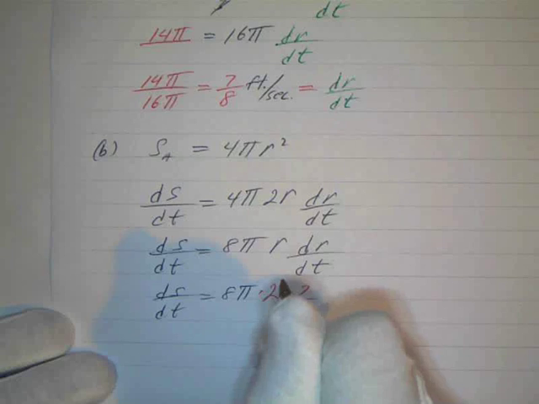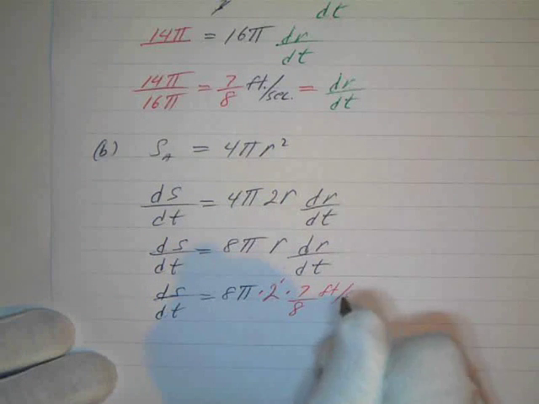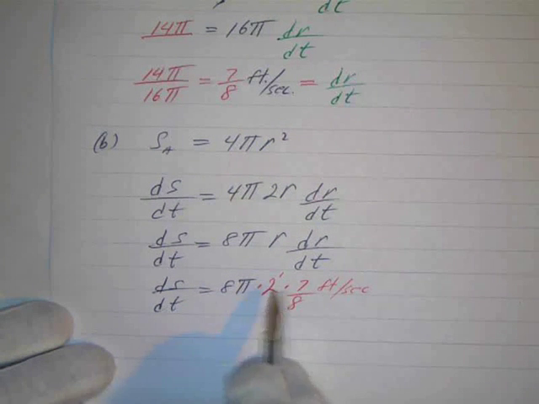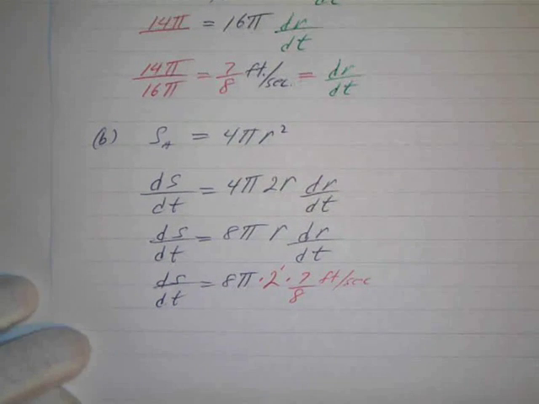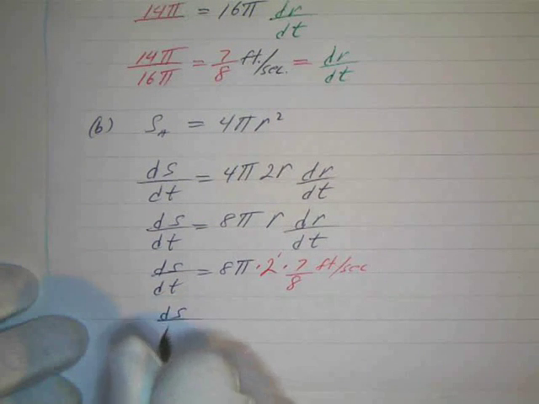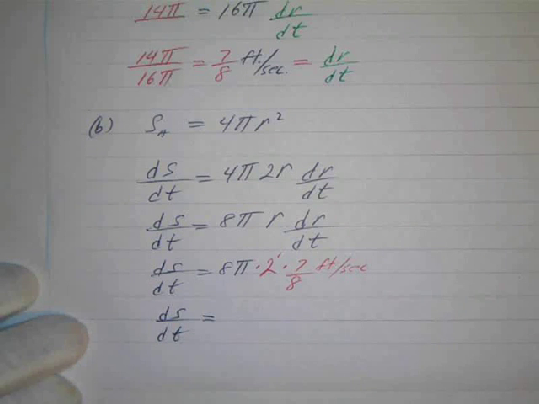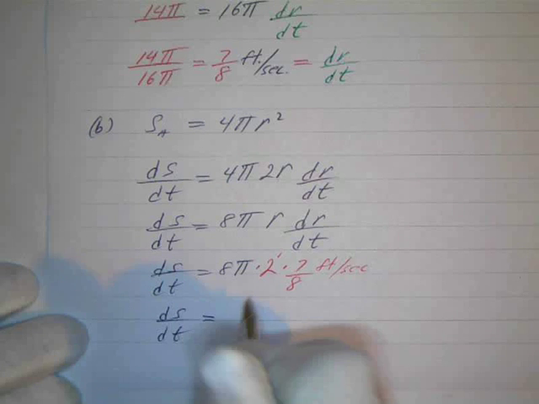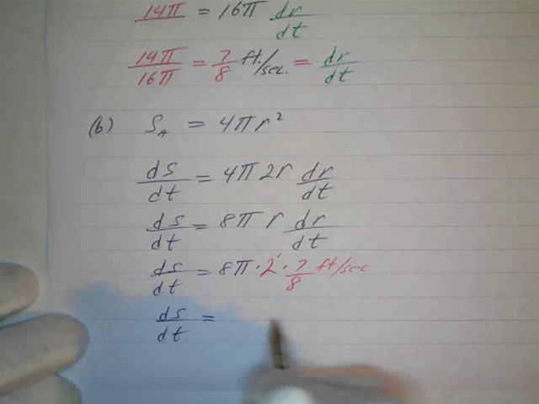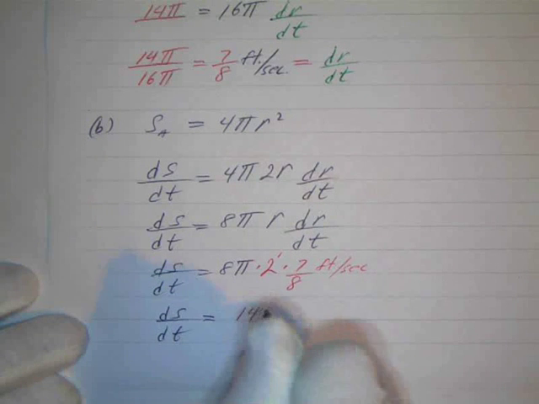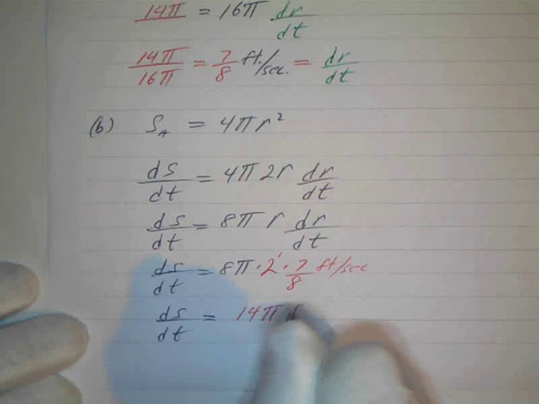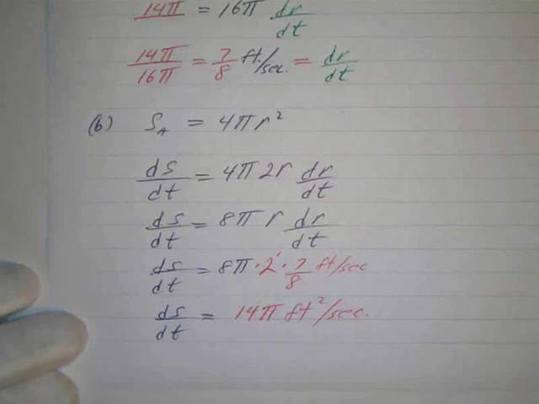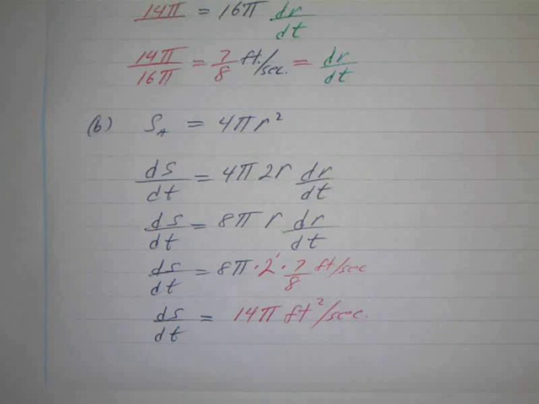Now this is in feet per second, and this is 2 feet. If you follow your units, you get feet squared, because feet times feet is feet squared, which is what you would expect for area. So now we have dS/dt equals, 8 over 8 is 1, so we just have 2 times 7 pi. 2 times 7 is 14 pi, and that's feet squared per second. That's your change of the surface area. So that's not too bad. I hope that makes sense.